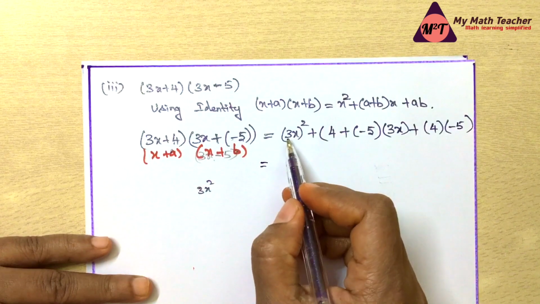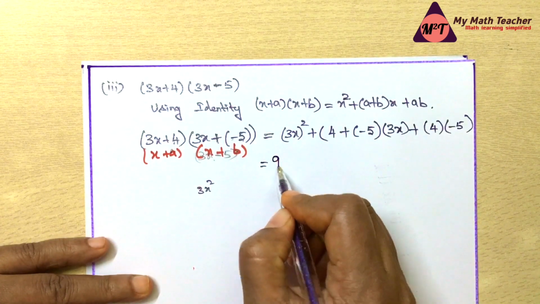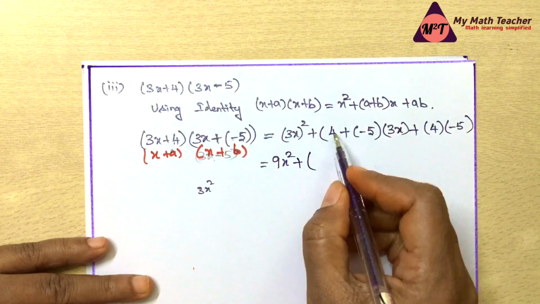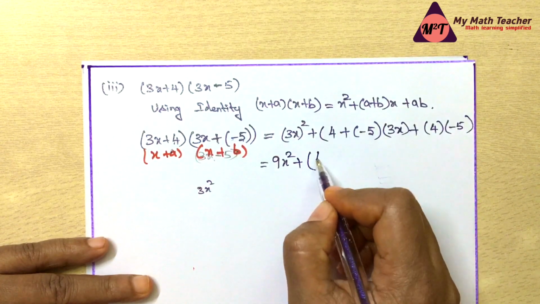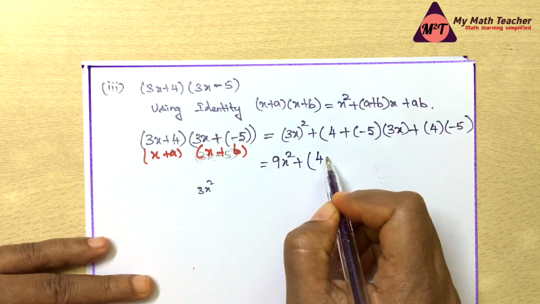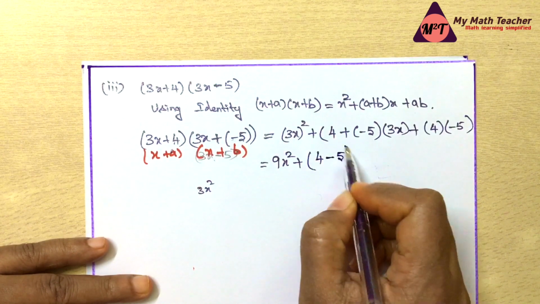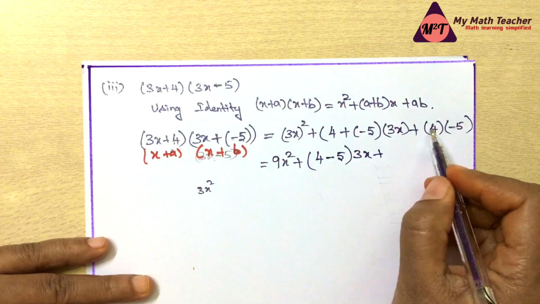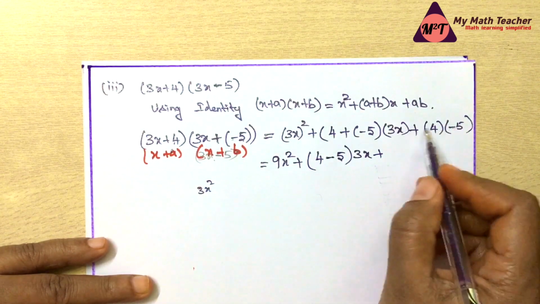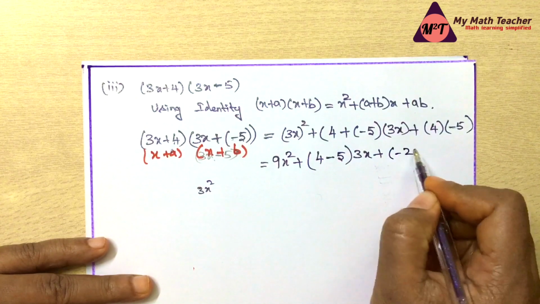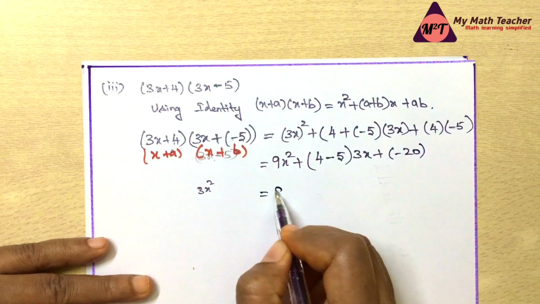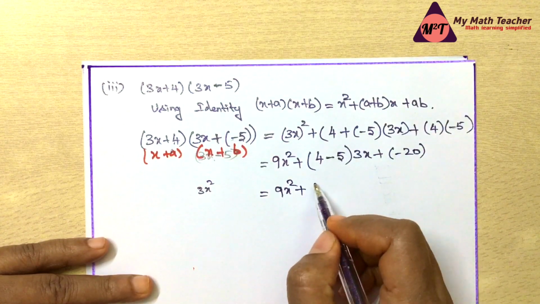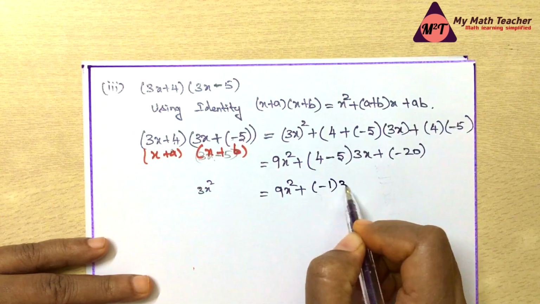Now expand this. 3 square is 9x square plus. Now let us simplify inside the bracket. 4 plus into minus is minus 5 into 3x plus. Simplify this by multiplying: minus 20. 4 into minus 5 is minus 20. The next step is 9x square plus 4 minus 5 is minus 1 into 3x.